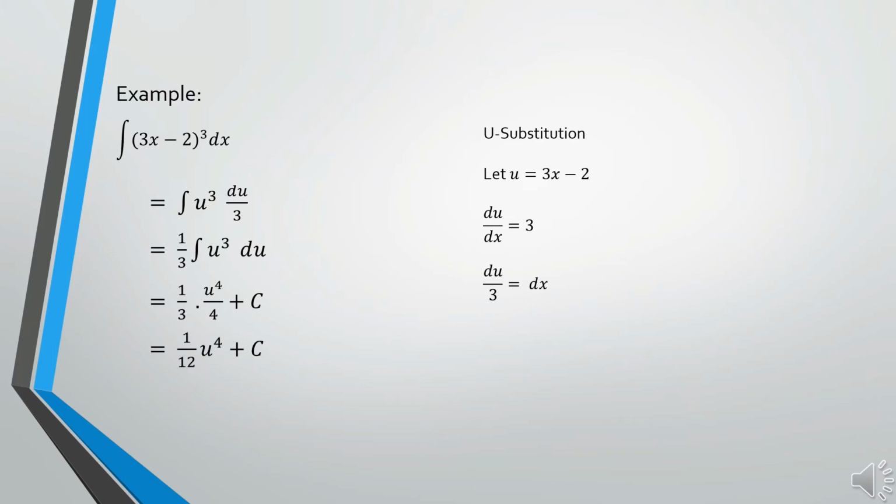Then we got the answer 1 over 12 u to the power of 4 plus c. For the final answer, we have to substitute back u to 3x minus 2. The final answer will be 1 over 12 times 3x minus 2 to the power of 4 plus c.